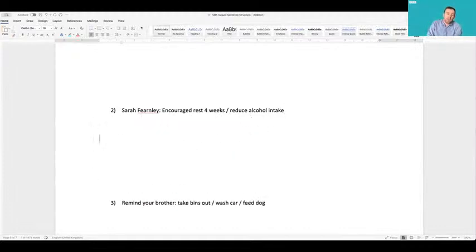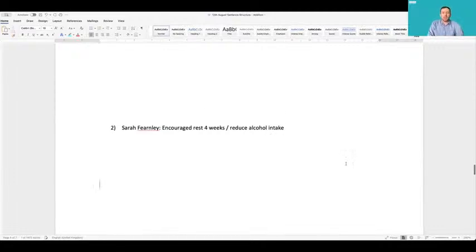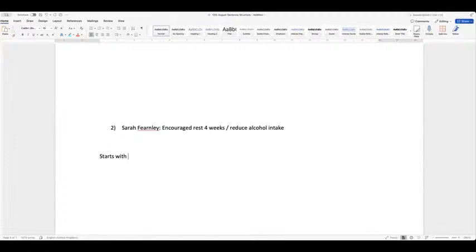Okay. So encourage rest 4 weeks, reduce alcohol intake. Now, this is a bit different. Does anyone know why this one's different? Because of encourage, verb encourage. Yeah, okay. That's one thing. It starts with a verb pattern. There are 2 verbs: encourage and to reduce. Reduce and encourage. Exactly, yeah.